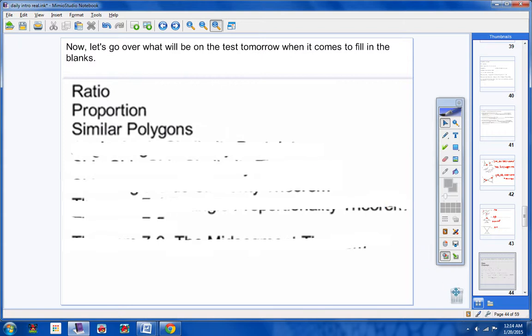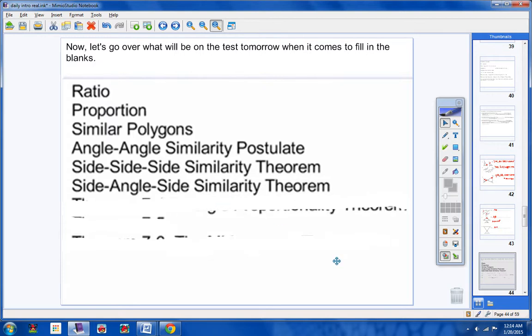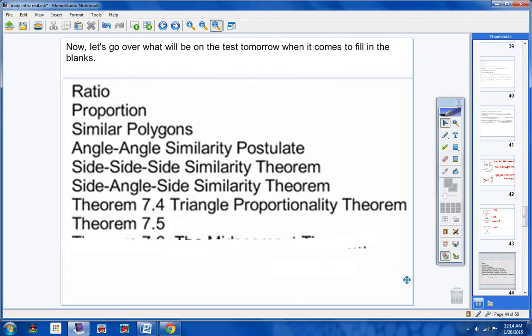Okay. Next, know the definition of similar polygons. Next, know the angle-angle similarity postulate. Know that, okay? All right, next, know the side-side-side similarity theorem, okay? Not sure what number that is, but you can look that up on your own, okay? It's in your notes. Know the side-angle-side similarity theorem. Okay, know theorem 7.4, we call it the triangle proportionality theorem, okay, know that. Know theorem 7.5. Know theorem 7.6, the mid-segment theorem.